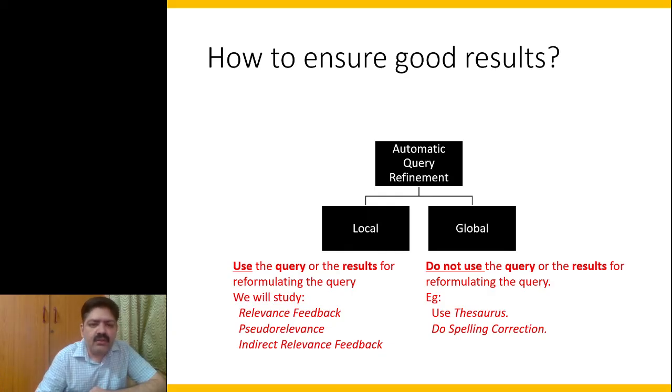At the same time, we could do global query refinement as well, where we do not use the query or the results for reformulating the query. So what do we do then? If we are not going to use the information within the query, then we are going to use some global information about the knowledge of, let's say, English, if the query is in English or the language in which the query is. Now, to do that, we could use thesaurus or do spelling correction algorithms. So these are largely query and user independent, whereas these are dependent on query and the user.